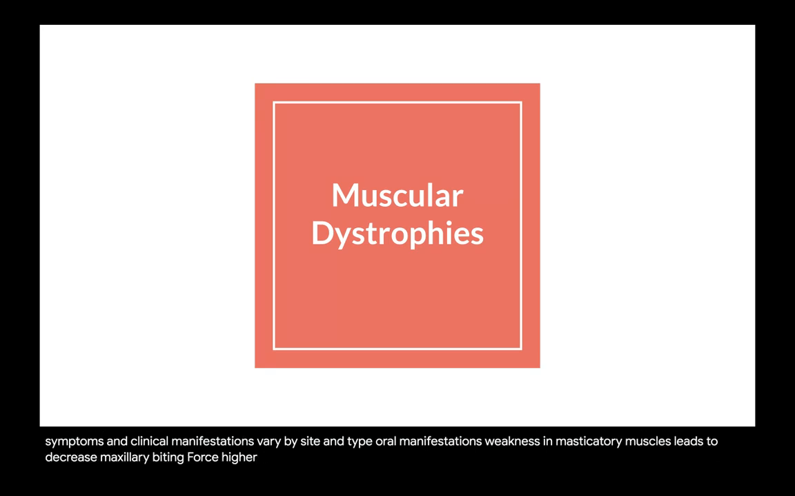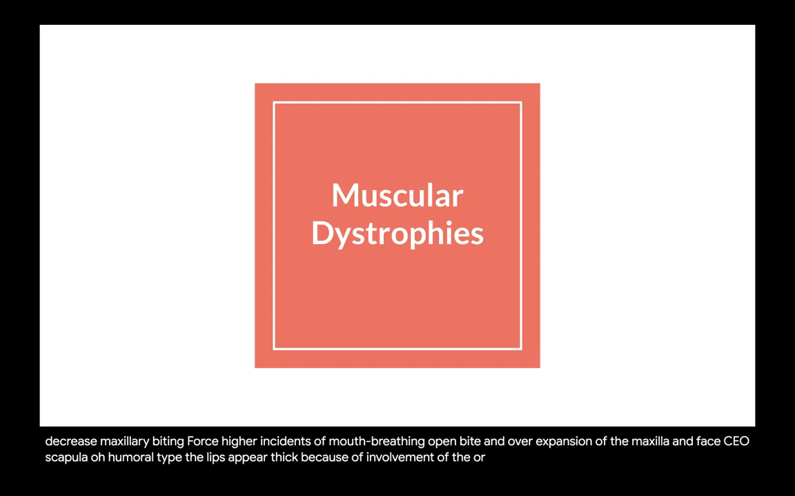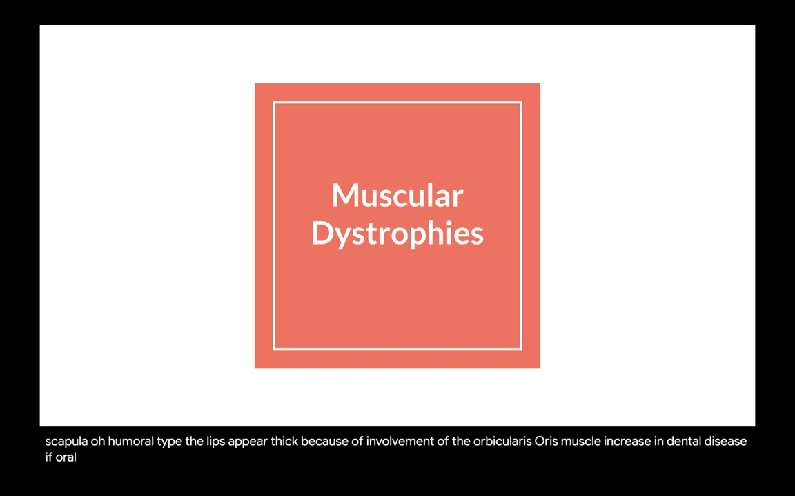Oral manifestations: weakness in masticatory muscles leads to decreased maxillary biting force. Higher incidence of mouth breathing, open bite, and overexpansion of the maxilla. In the facioscapulohumeral type, the lips appear thick because of involvement of the orbicularis oris muscle. Increase in dental disease if oral hygiene has been neglected. The types and characteristics of muscular dystrophies.